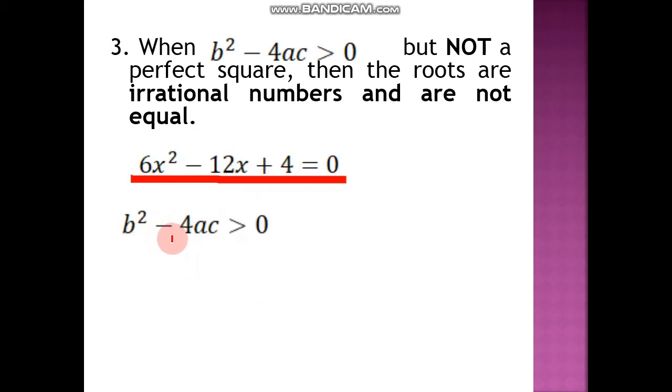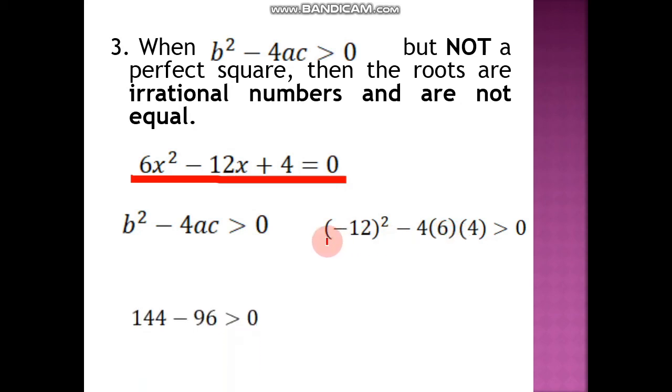Using this expression, b squared minus 4ac, please substitute those values of a, b, and c here. The value of b is negative 12, the value of a is 6, the value of c is 4. Then simplify. Negative 12 times negative 12 is 144. Negative 4 times 6 times 4 is negative 96.